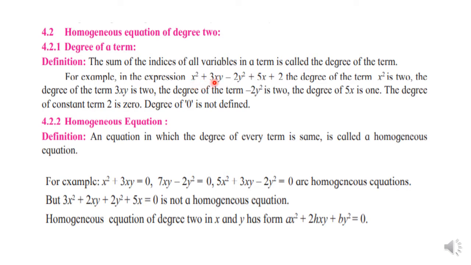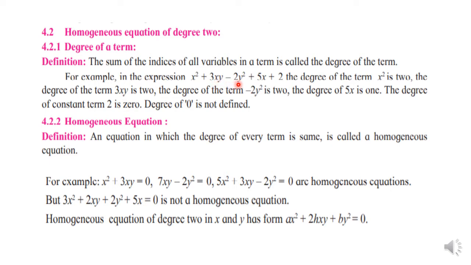For example, in this expression, x square plus 3xy minus 2y square plus 5x plus 2, we see each term. The degree of x square, the power to which x is raised, is 2. So we say that the degree of x square is 2. What about 3xy? In 3xy, the power of x is 1 and y is also 1. We add both the powers, that is the sum of the indices, and thus we get the degree of this particular term as 2.